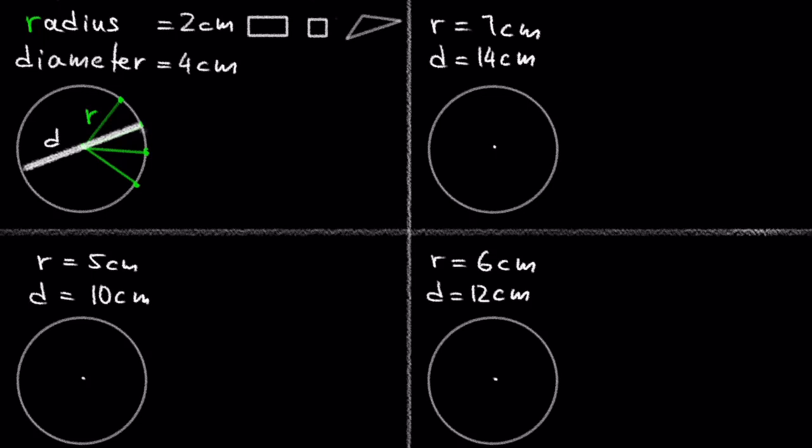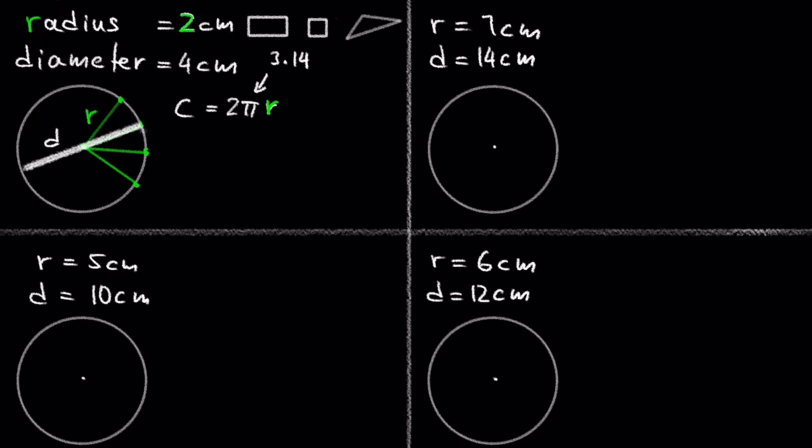But how can we find the circumference of these circles? Well, we just have to plug in the radius or diameter in the formula, which gives us the circumference of a circle. The formula for the circumference of a circle is C, like circumference, equals 2 times pi, which is approximately 3.14, times r, which is the radius we plug in.